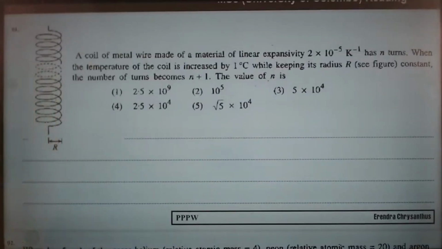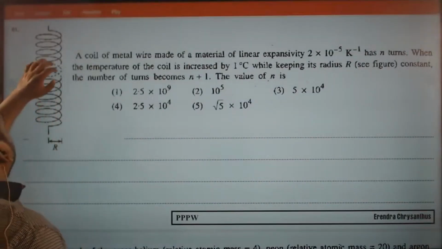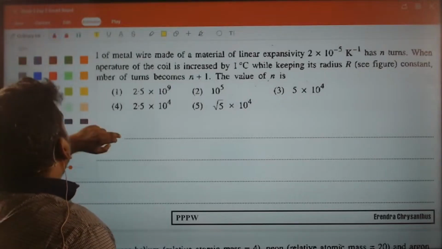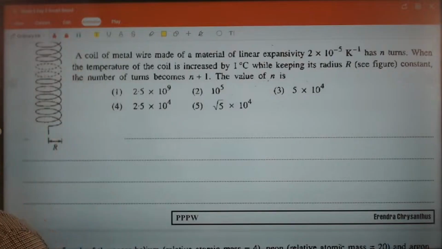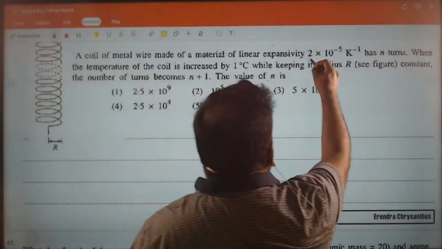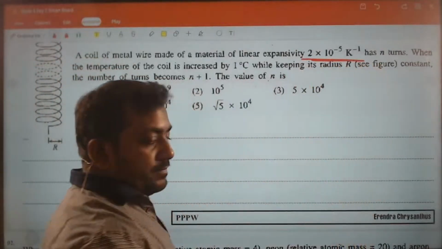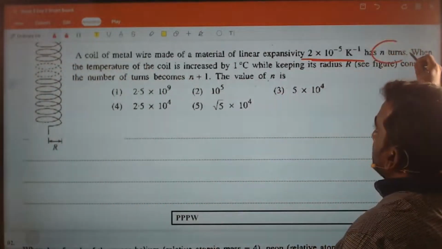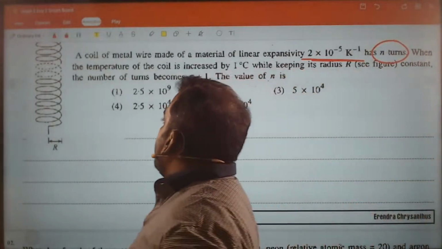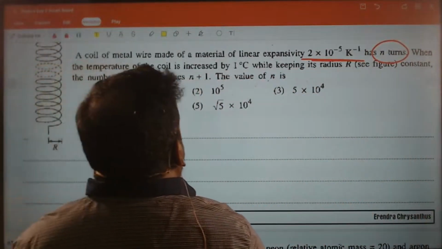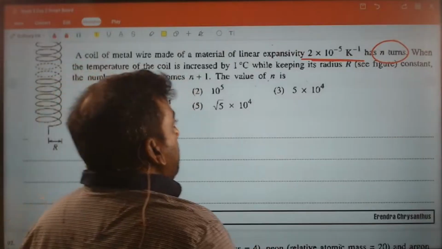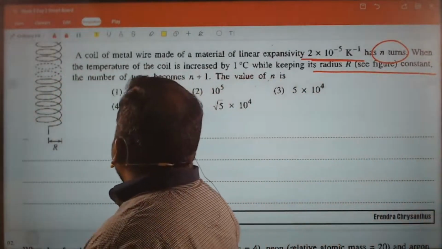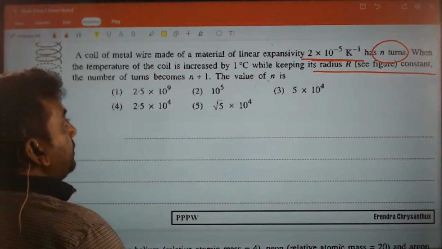A coil of metal wire made of a material of linear expansivity 2 × 10^-5 has n number of turns. The temperature of the coil increases by 1 degree Celsius while keeping its radius R constant. The number of turns becomes n plus 1.